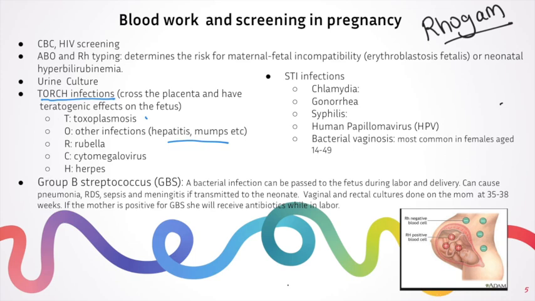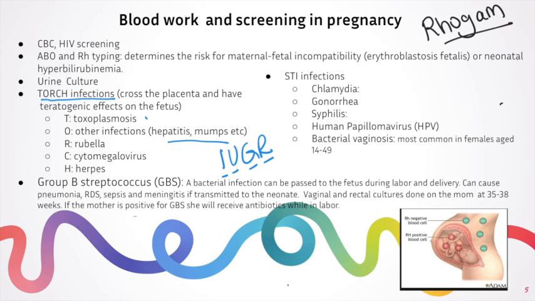Cytomegalovirus is a member of the herpes family. There's not really a treatment for this. It can cause fetal hydrops, and fetal hydrops is an accumulation of fluid around the fetus. It can also cause IUGR, which stands for intrauterine growth restriction, polyhydramnios, cardiomegaly, and fetal ascites.